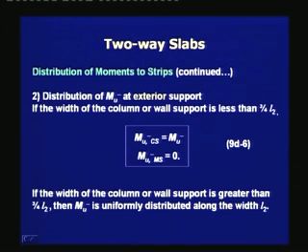For distribution of Mu minus at the exterior support, if the width of the column or wall support is less than 3/4 of L2, then Mu minus Cs is the total moment at the support, which is Mu minus, and the moment in the middle strip is 0. If the width of the column or wall support is greater than 3/4 L2, then Mu minus is uniformly distributed along the width L2. Thus, depending on the width of the column with respect to the width of the equivalent frame, we decide upon whether the full negative moment should come to the exterior column or not.